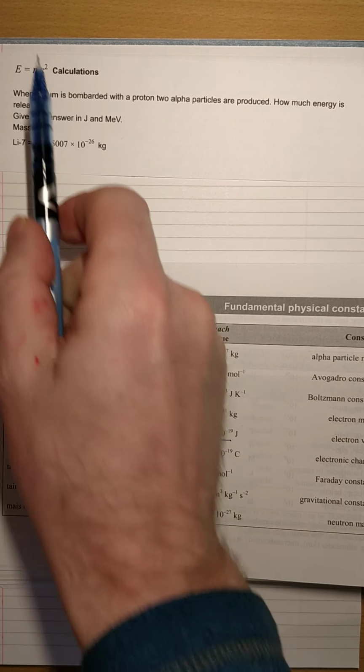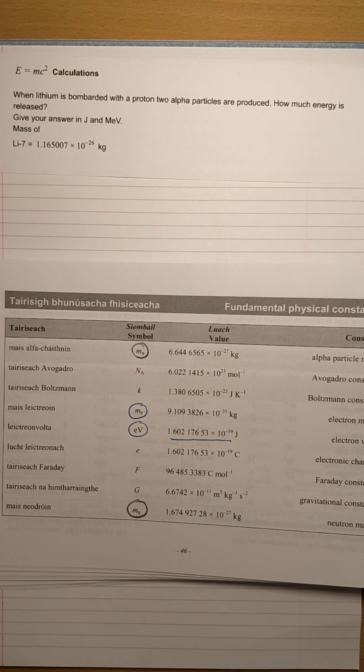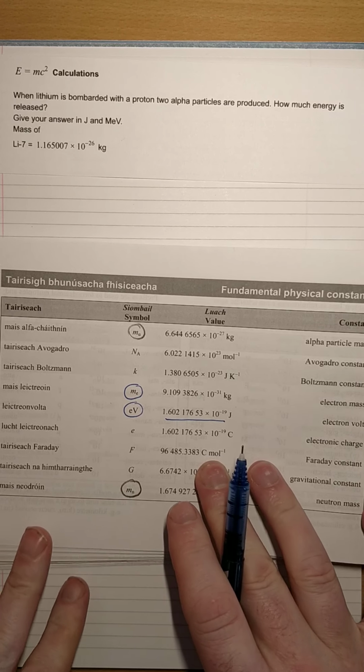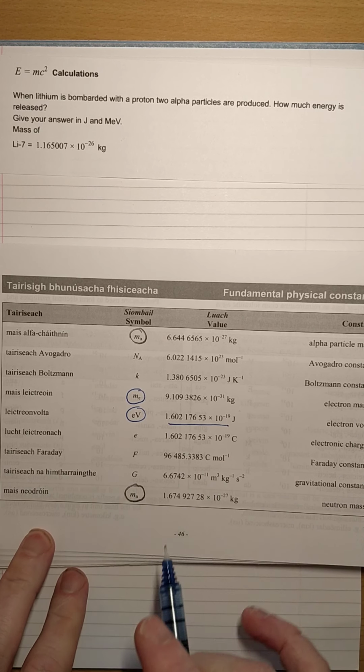Okay, hi there. E is equal to mc squared calculations. So let's have a look. Right, first thing you need to do is get your tables, page 46, and we have more information in the tables that will be useful to us.